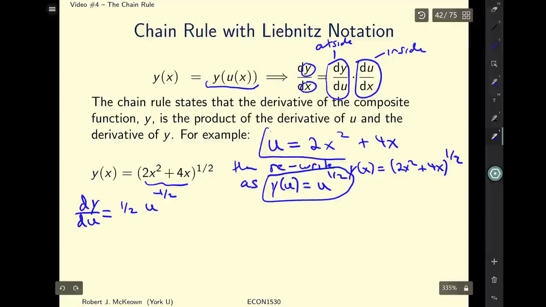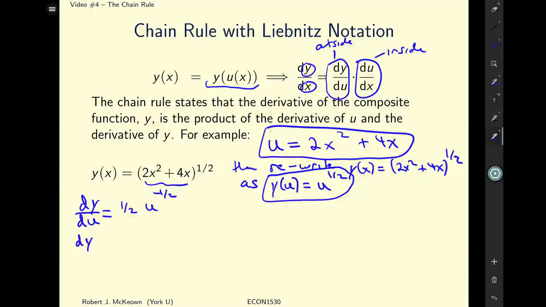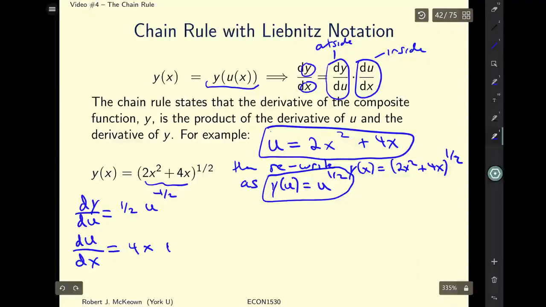And I've also got this u function over there, and I want to know the change in u with the change in x. If I want to know the change in u with respect to x, I'm just going to take the derivative of u with respect to x. We get 4x plus 4.